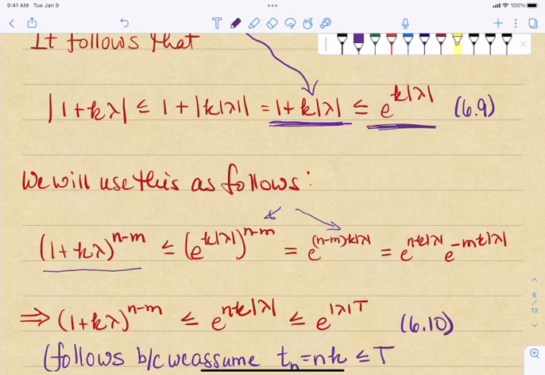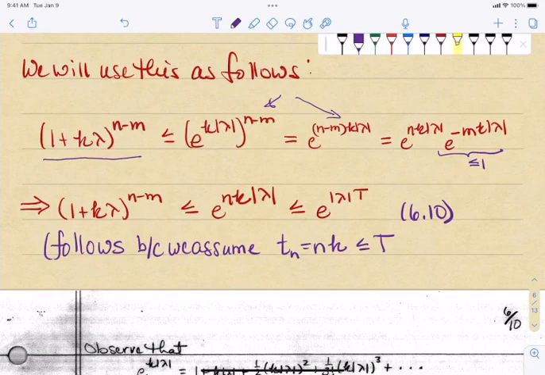Let's distribute everything. And notice that this guy is less than or equal to 1, right? For m is going to be a positive integer, k is going to be a positive time step value, and absolute value of lambda, or modulus, is always going to be a non-negative number. Therefore, that expression is less than or equal to 1. And now I can take what I know there and say that 1 plus k lambda raised to this funny power is less than or equal to e to the n times k times absolute value of lambda.